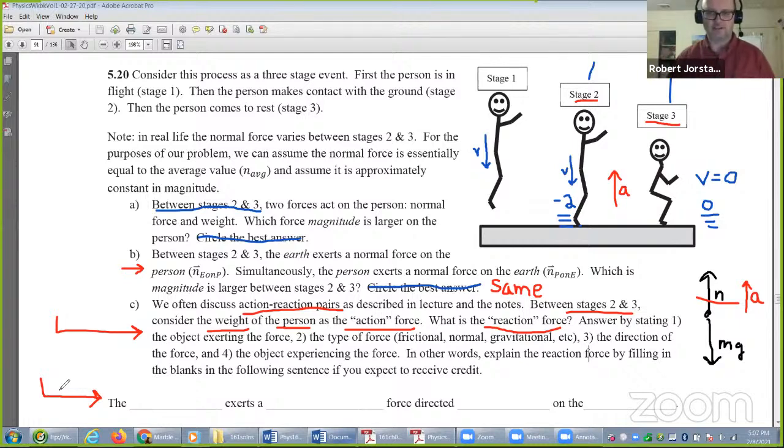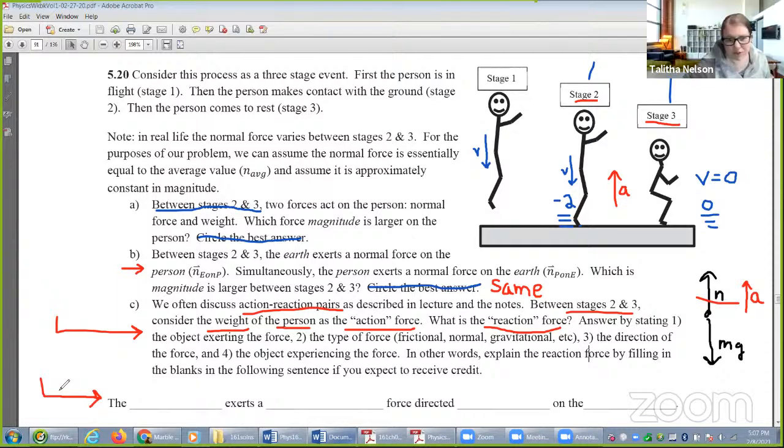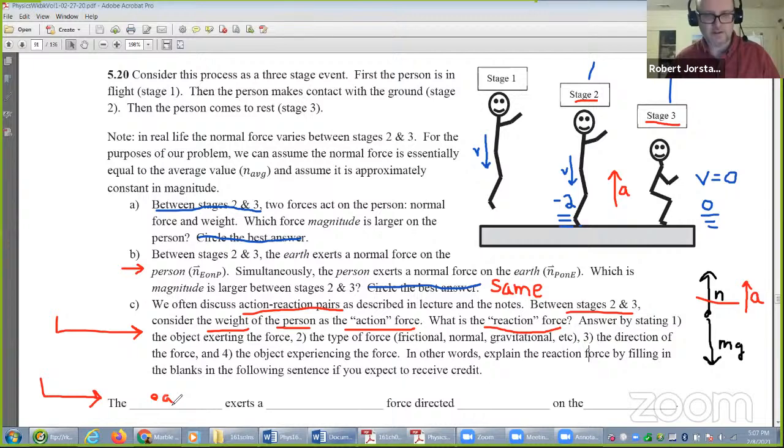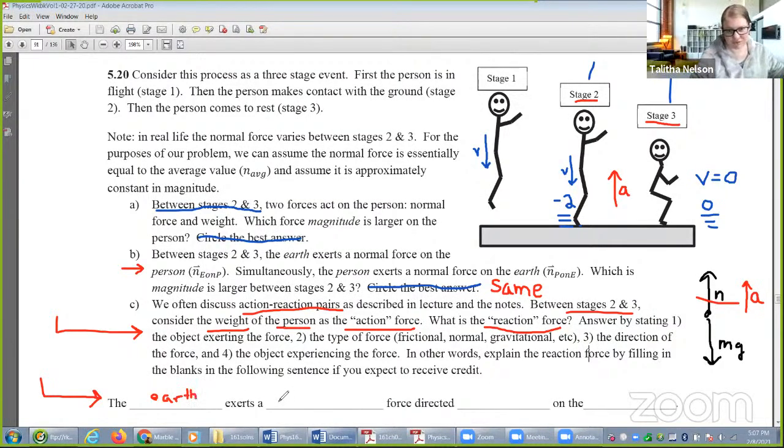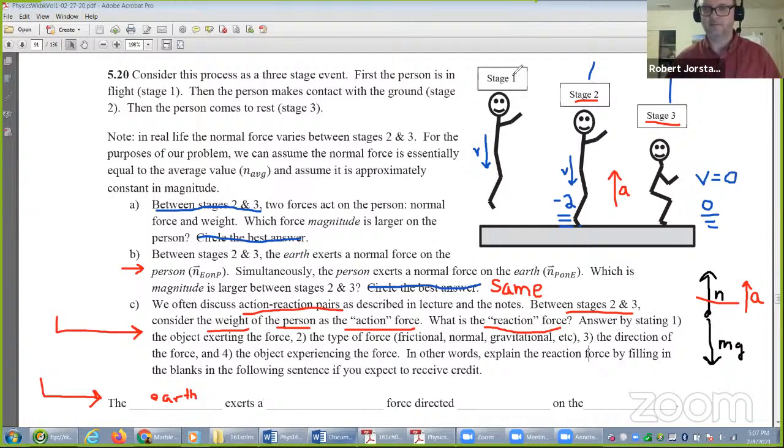What object is exerting the force? Is it the earth? Okay, so you're saying the earth exerts what type of force? Normal. And that's not right, it turns out. Yeah, and that's what everybody thinks. That's what I was trying to trick somebody into saying so I could clear this up. It turns out that doesn't make sense.